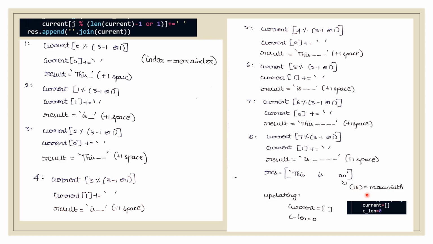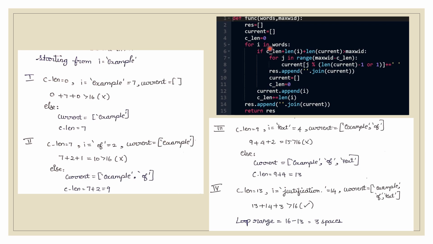Once the maximum width condition is met, the first line actually contains 16 characters. And now we are moving on to the second line. Before moving on to the second line, we have to update our current list as empty and the counter variable to 0 in order to count the same 16 length constraint for the second line as well. Now we have successfully tackled our first line. Let's move on with the second line.